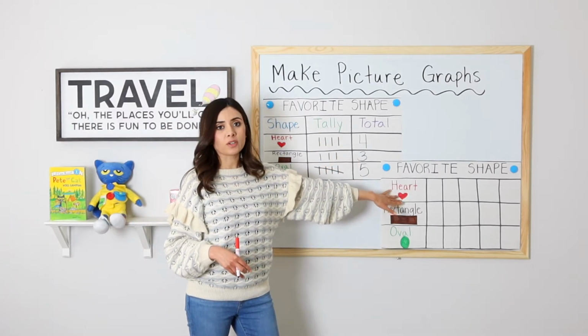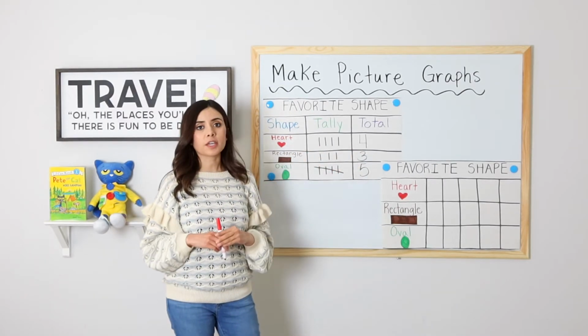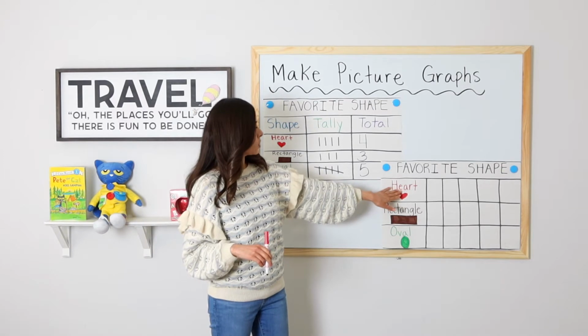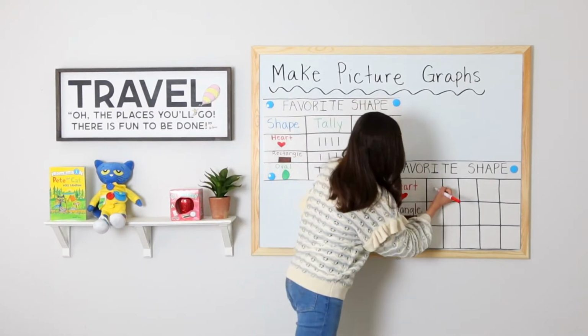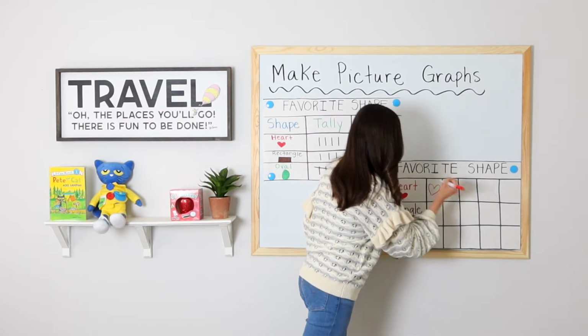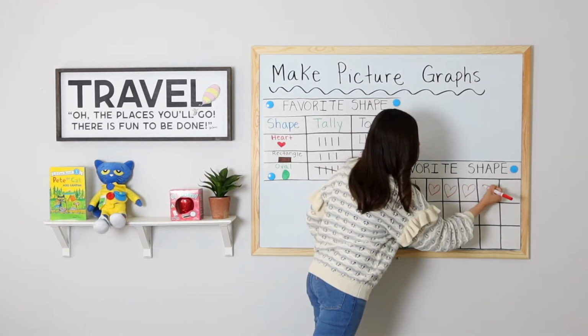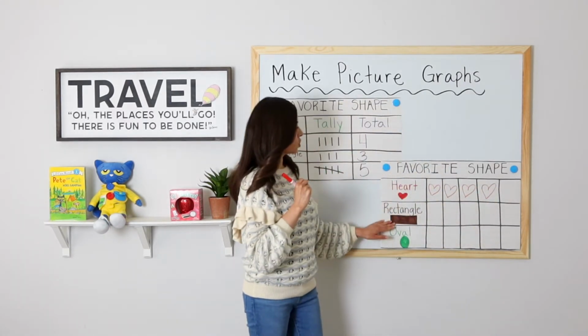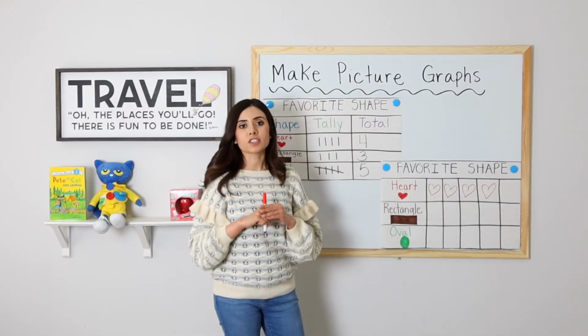I will show you how. Okay, so if 4 students chose a heart as their favorite shape, I will go ahead and come to my picture graph and draw 4 hearts. Ready? 1, 2, 3, 4. That shows that 4 students chose a heart as their favorite shape.